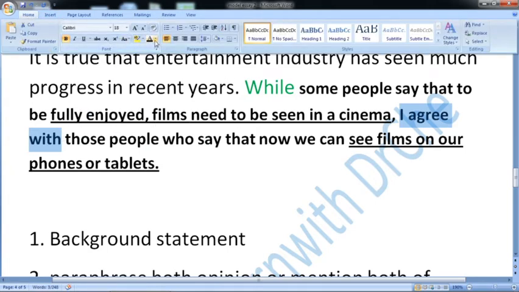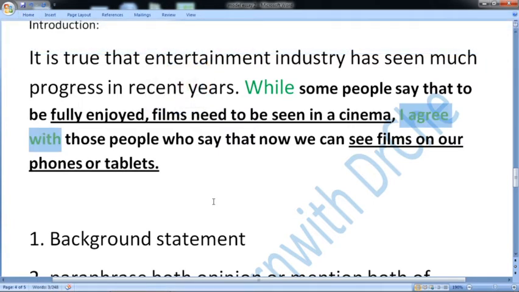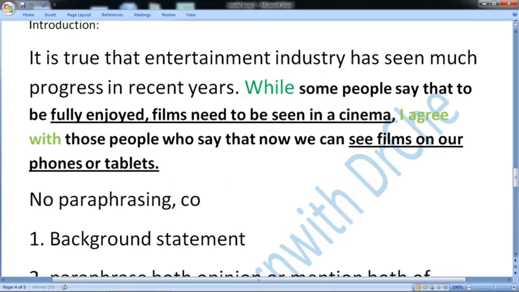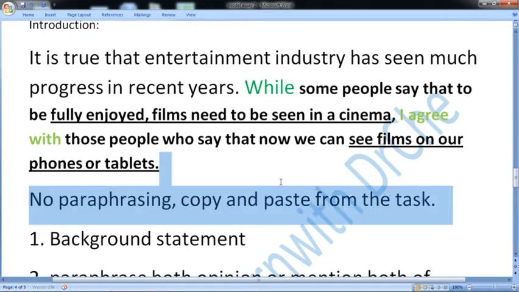So these are good things, but there is one problem. There is no paraphrasing here. There is a copy and paste from the task. So we should avoid this. If we do this, we will lose our marks. So we need to avoid this.